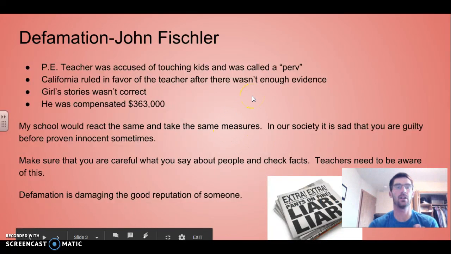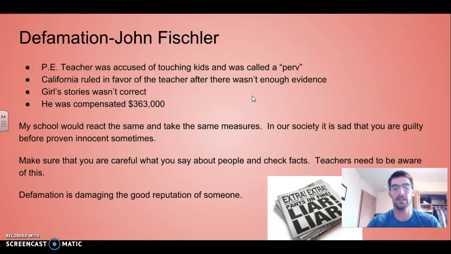So my first case study is John Fischler. He's a PE teacher in, I believe, California. He taught elementary, and the court order, or where the parents sued, was because a PE teacher was supposedly touching kids and was called a perv by these two young ladies. So California ruled in favor of the teacher after there wasn't enough evidence. The girls' stories weren't correct, and he was compensated $363,000.